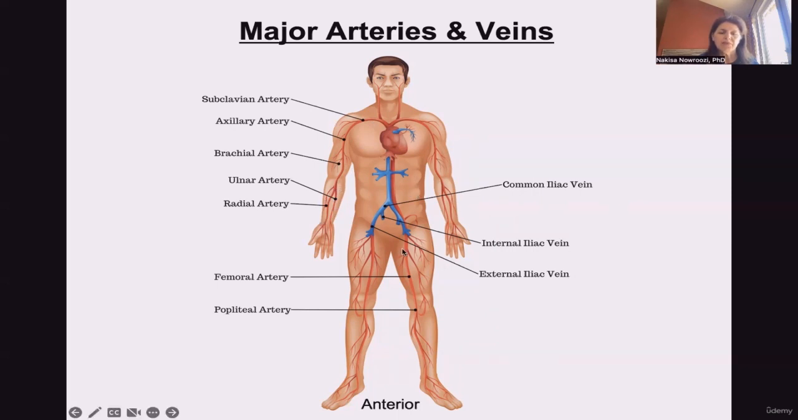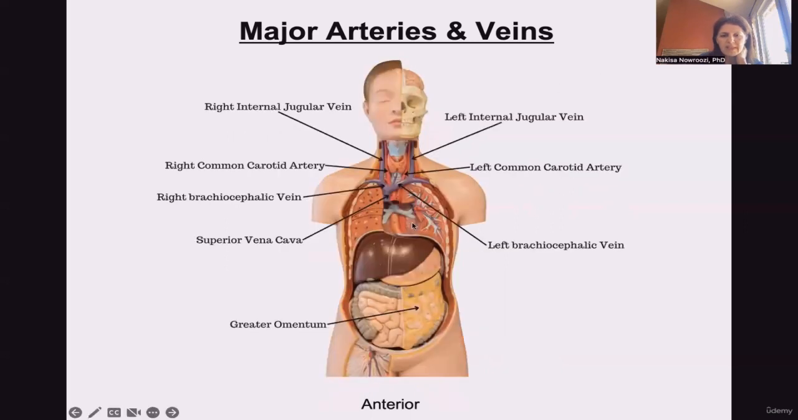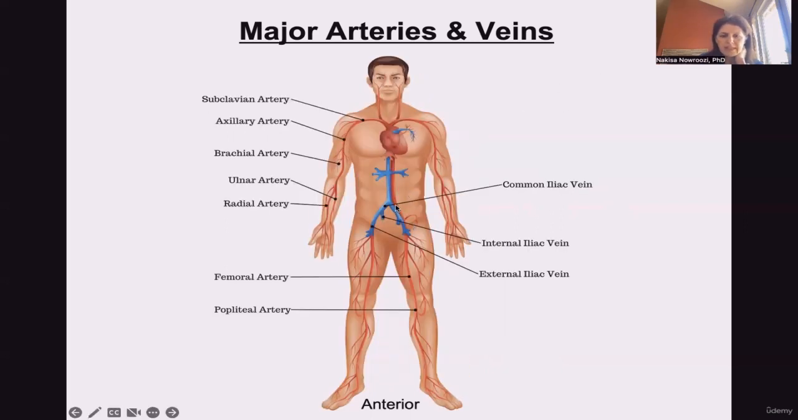And then for the legs, you start with the common iliac veins, which become the internal iliac veins and external iliac veins. As far as the arteries go, common iliac arteries, and then you're going to have internal iliac arteries, which is not shown, and external iliac arteries. It becomes the femoral artery, popliteal artery, and then the anterior tibial artery comes to the front.